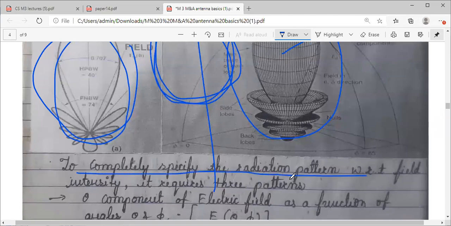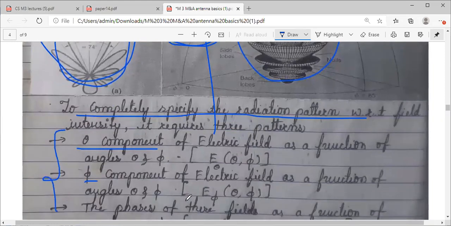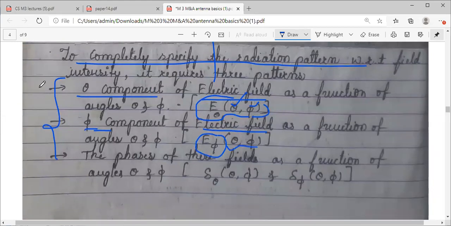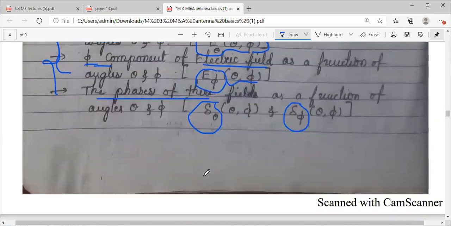To completely specify the radiation patterns, we require, as I told you, theta as well as phi for both electric and magnetic field. I am giving you the details here regarding the electric field; the same holds good for the magnetic field. So the electric field is a function of theta and phi, that is E theta, whose variables are theta and phi. Similarly, E phi is a component that is a function of theta and phi. Apart from these two, which give you the amplitudes, the phase is also important. Phase will be delta, either in theta direction or phi direction. This is the term we have discussed already.